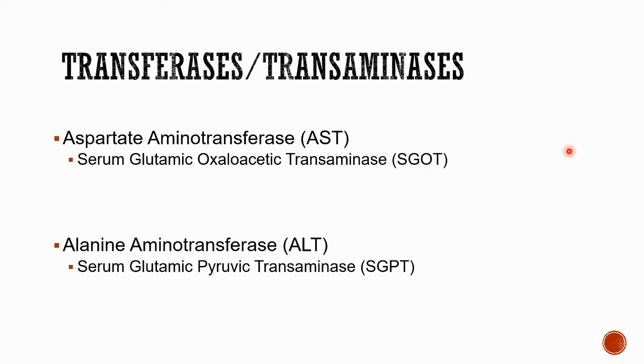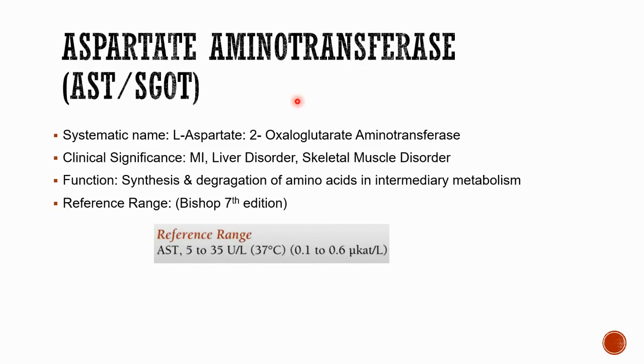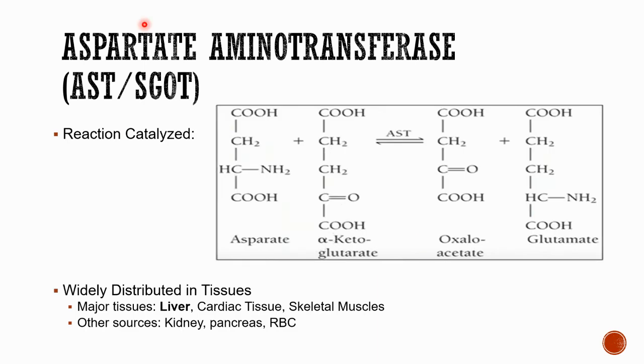So let's discuss first AST, aspartate aminotransferase, AST or SGOT. Okay. So clinical significance for this is MI or liver disorder or skeletal muscle disorder. Its function is for the synthesis and degradation of amino acids in intermediary metabolism. So for the reference range, that is 5 to 35 unit per liter. So for AST, it is widely distributed in tissues. Major tissue niya is liver, cardiac tissue, and skeletal muscle. Other sources naman is kidney, pancreas, and RBC.